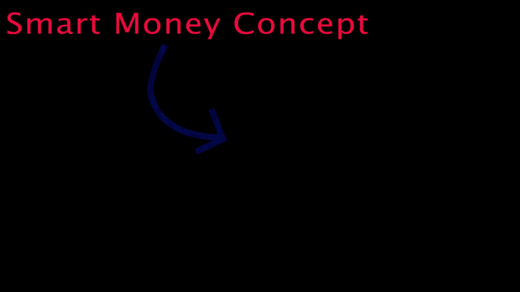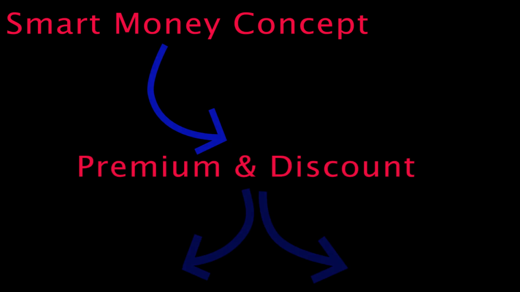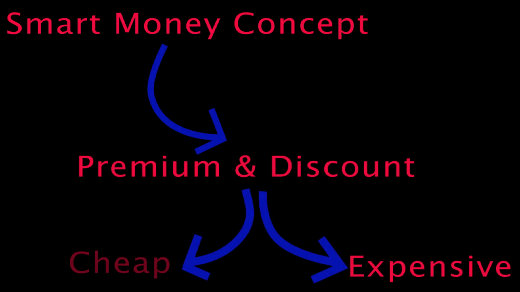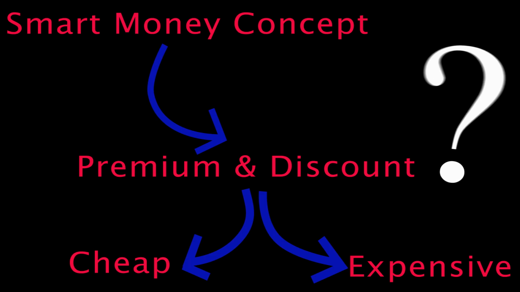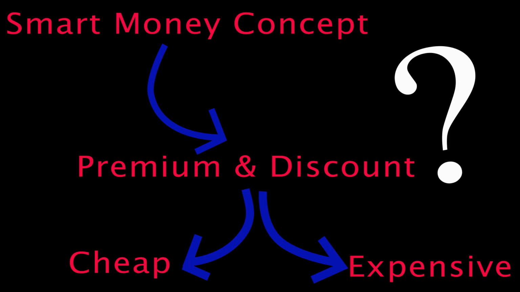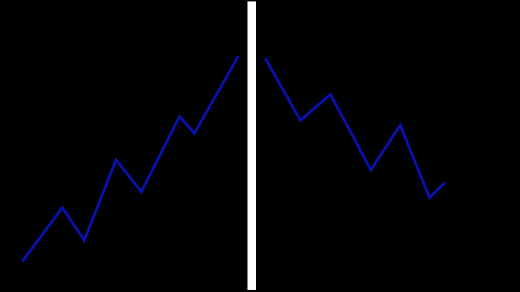Premium and discount come from smart money concepts, and they answer one critical question: is price currently cheap or expensive relative to the structure? To apply this, you first need a clear price range. In an uptrend, the range is drawn from the swing low to the swing high. In a downtrend, from the swing high to the swing low.